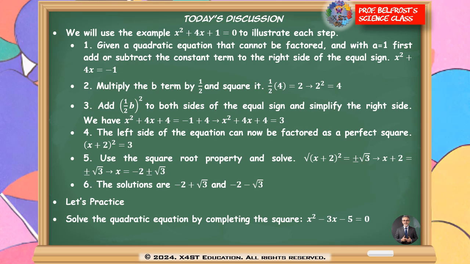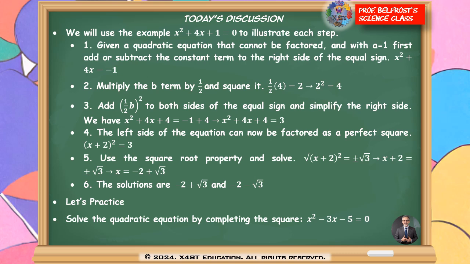Okay, then we just need to take the square root of both sides. The left side will be x plus 2, and the right side will be plus or minus square root of 3. And then we have the solutions, which are minus 2 plus square root of 3, and minus 2 minus square root of 3. Okay, that's our first example.